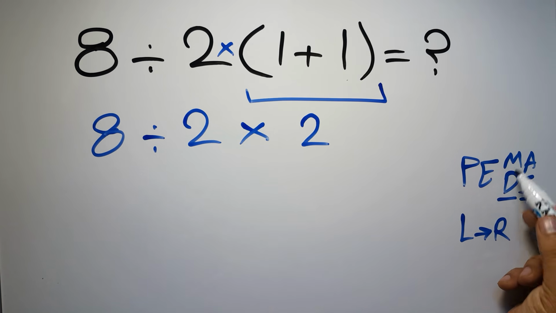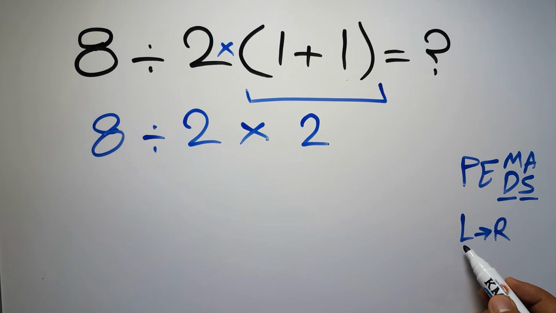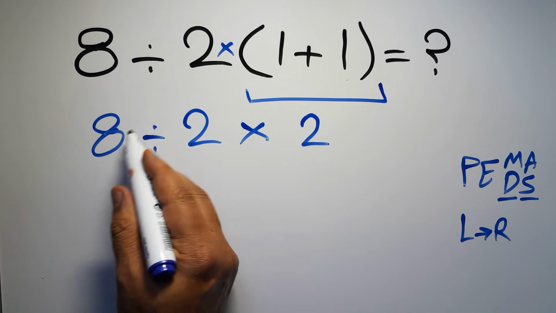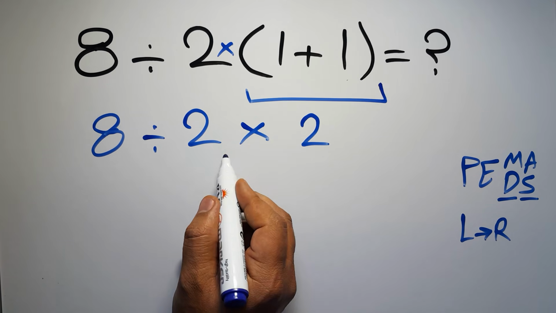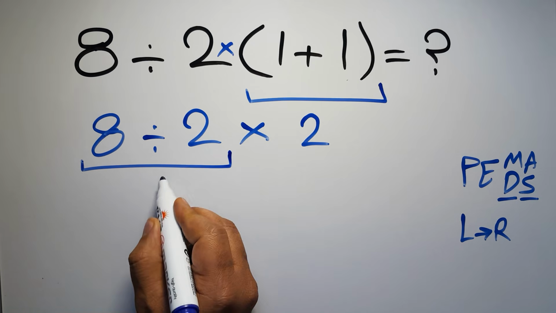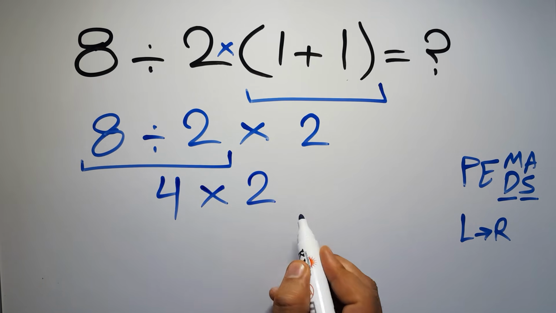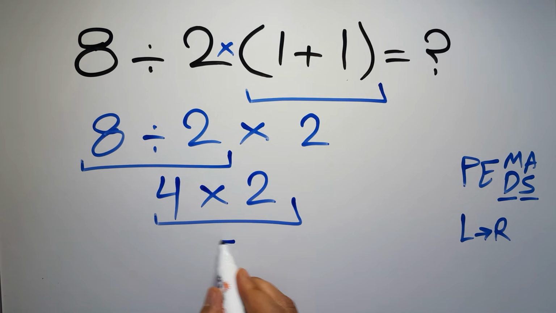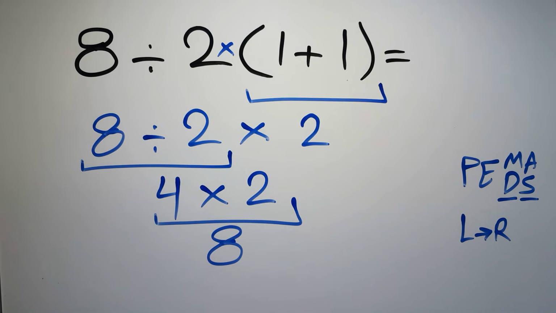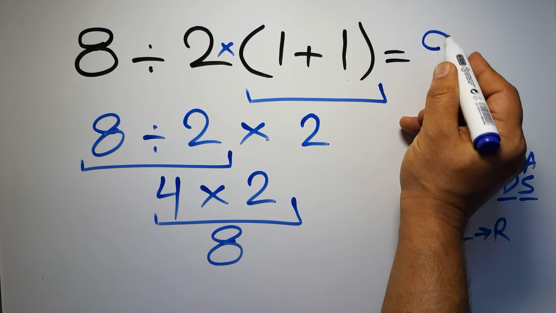As I said, multiplication and division have equal priority and we have to work from left to right. So here first we have to do this division. 8 divided by 2 gives us 4. So 4 times 2, which equals 8. And this is our final answer to this problem. The correct answer is 8.